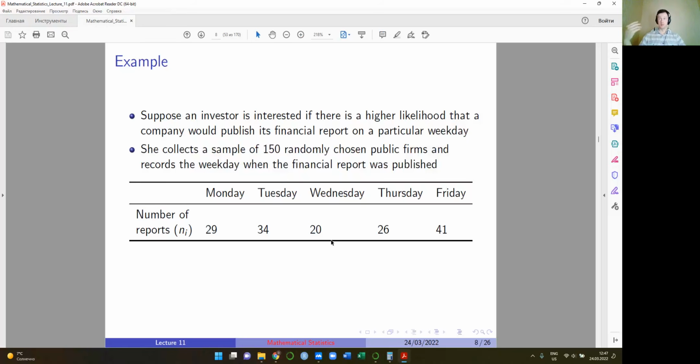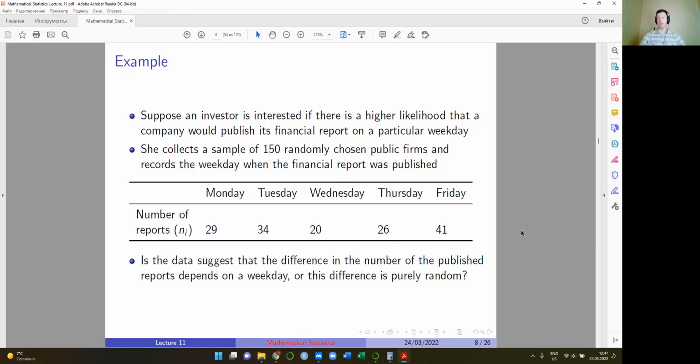But we still remember that we are working with random variables, and our sample is random. So these outcomes might be such because of the randomness of our sample. And the question is whether this data suggests that the difference in the number of published reports depends on the weekday, or whether this difference appeared because of the randomness of our sample.